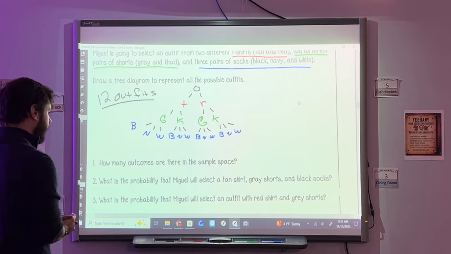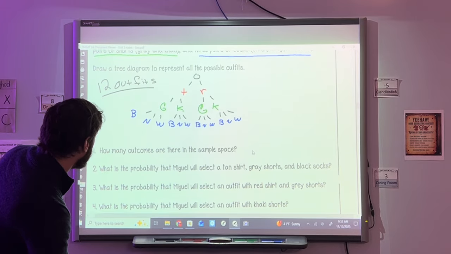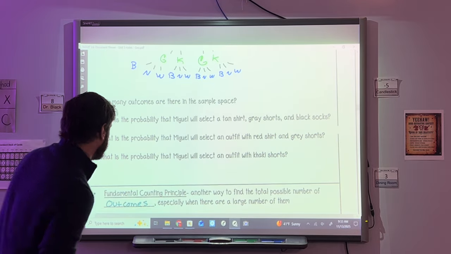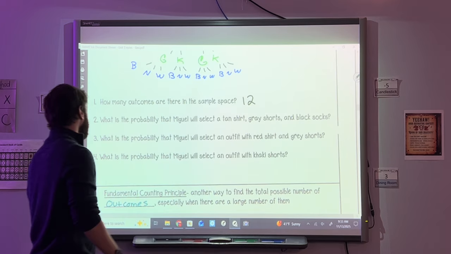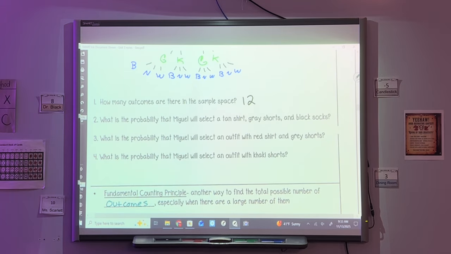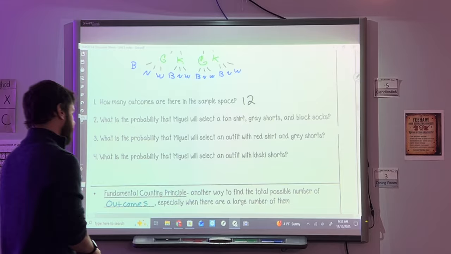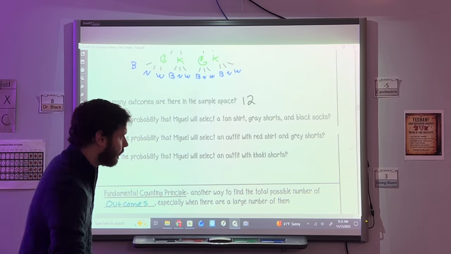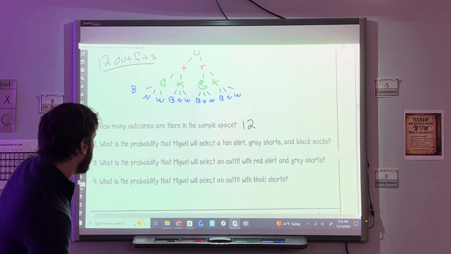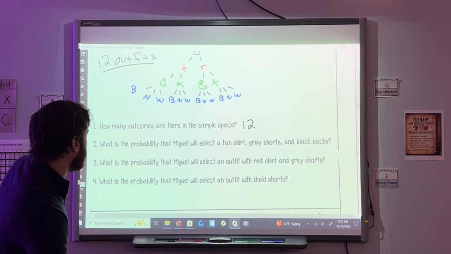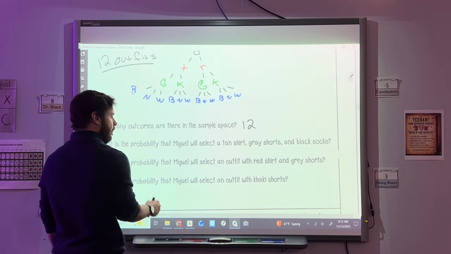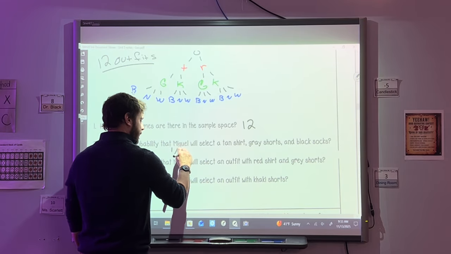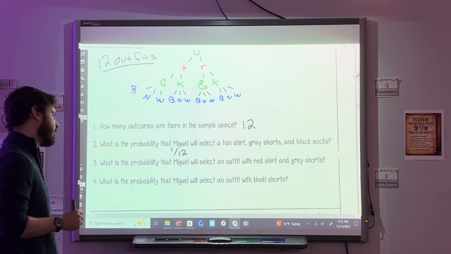Okay. Oh, we already did that one, man. I got ahead of myself. How many different outcomes were there? 12. What is the probability Miguel will select a tan shirt, gray shorts, and black socks? So, how many of these outcomes follow a tan shirt? I'm going to go down this tree. Gray shorts, this tree, and black socks over here. Only one of those make that happen. 1 out of the 12 different outfits that he has to wear.